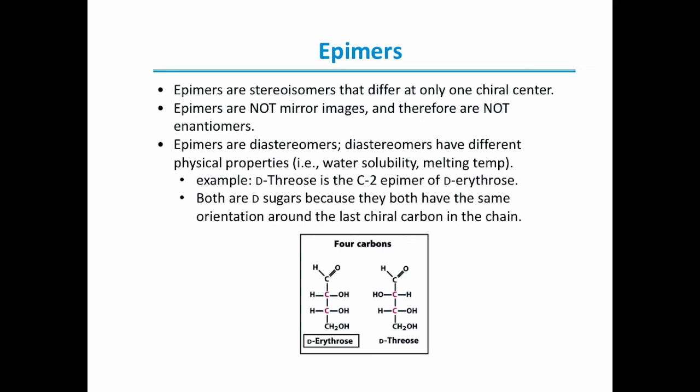And an example of this would be D-erythrose and D-threose. So at this chiral center the configuration is the same, but at this carbon it's flipped. So these would be epimers. And it's also accurate to say they're diastereomers, but they're a special type of diastereomer called an epimer.